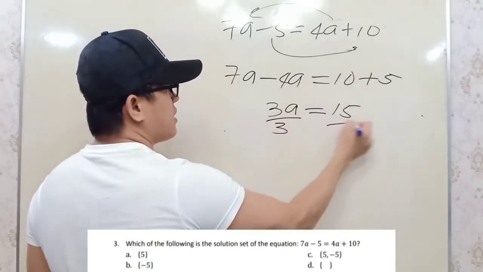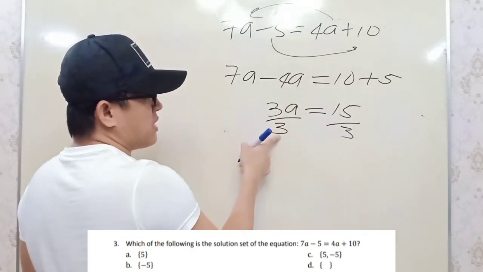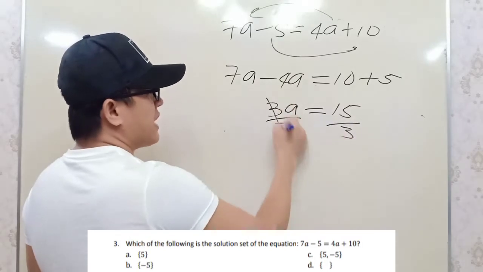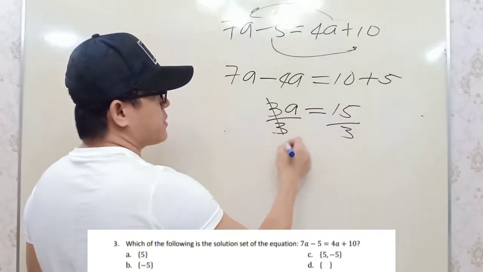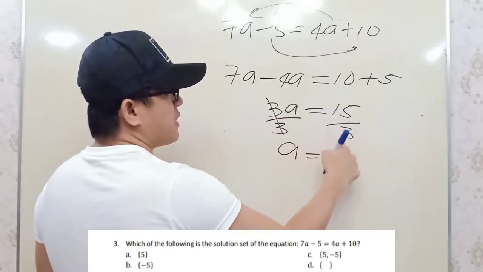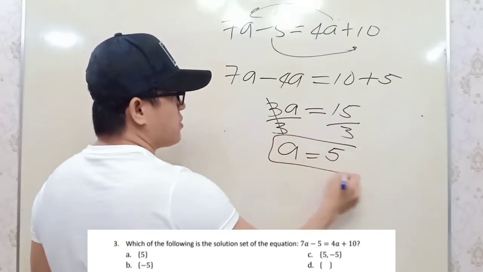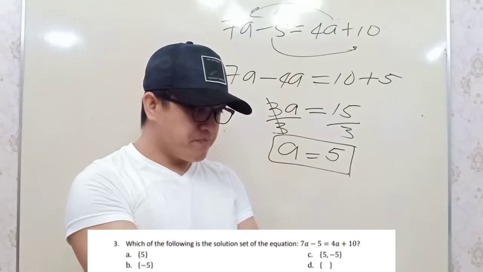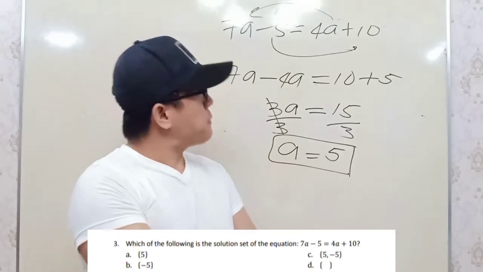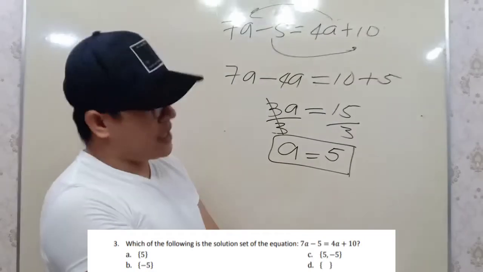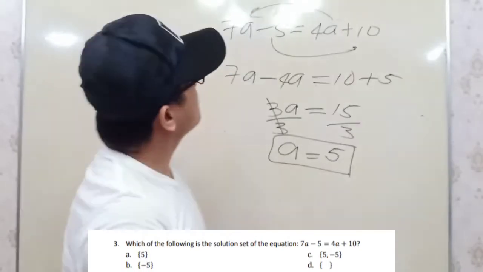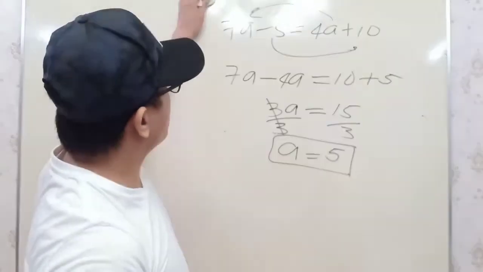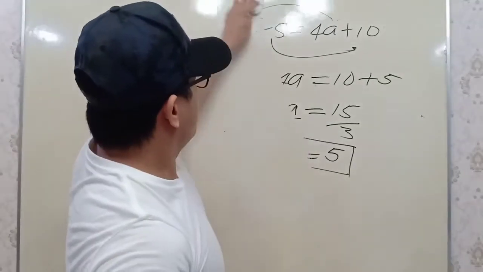And, divided by 3, kung ano yung number dito, yun yung i-divide natin on both sides. Cancel that, because this one already becomes 1, so a is equal to 15 divided by 3, that is 5. So, ang solution natin dito is a is equal to 5, which is letter A. Okay, there you go. Next one.